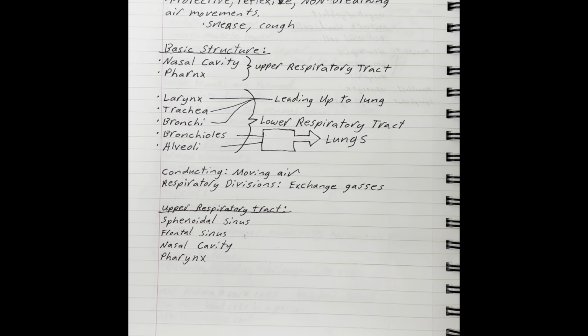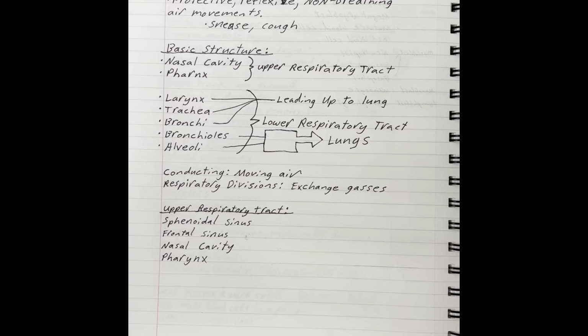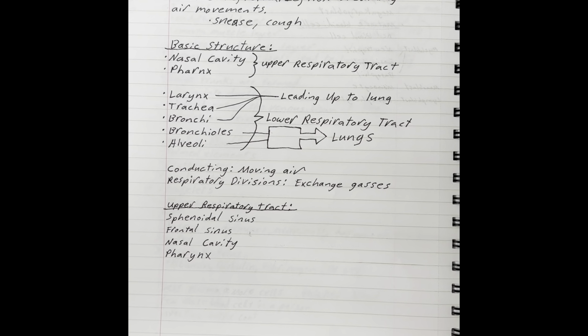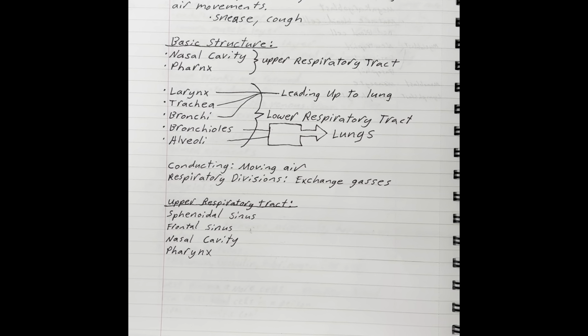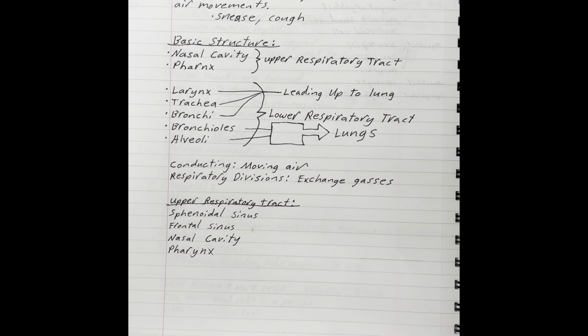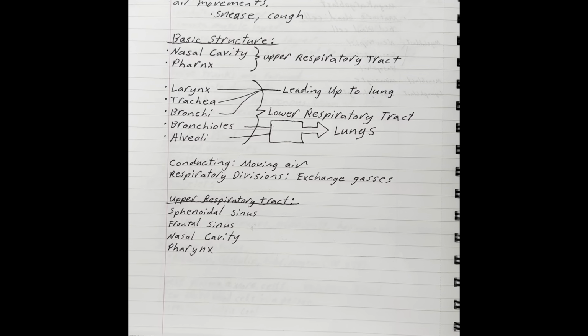The larynx, trachea, and bronchi lead up to the lung. Bronchioles and alveoli are part of the lungs.